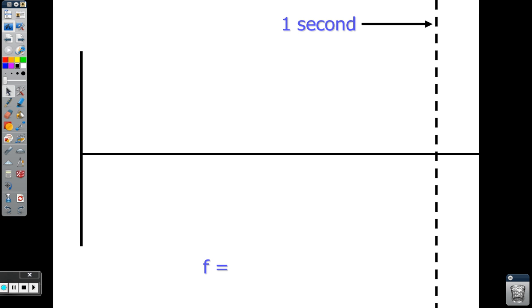First of all, hertz, are we talking about wavelength or frequency? Frequency. If we have 10 hertz, what is frequency again, by the way? What's the definition? Waves per second. So if I have 10 hertz, how many waves am I going to have? 10. How many crests am I going to have? 10. How many troughs am I going to have? 10 of each.